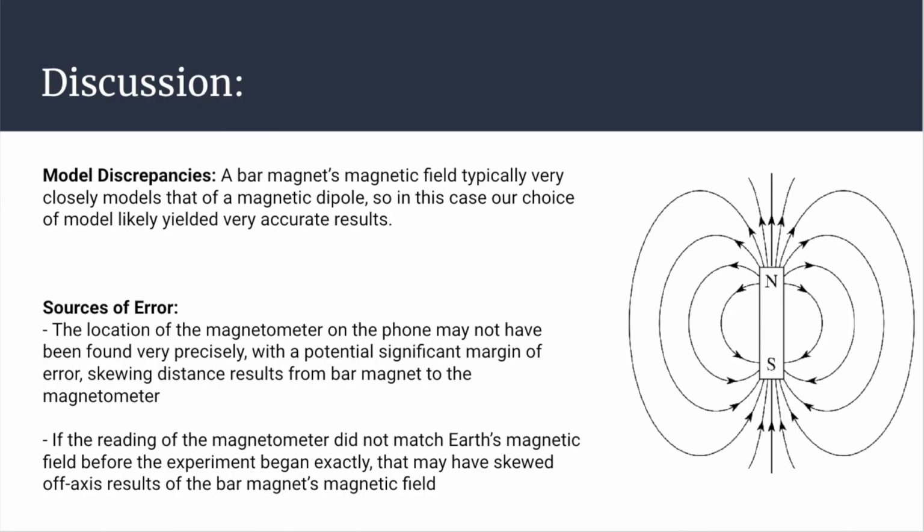For model discrepancies, in this lab there very likely were none, as a bar magnet's magnetic field typically very closely models that of a magnetic dipole, so in this case our choice of model likely yielded very accurate results. For potential sources of error, the magnetometer on the phone may not have been found very precisely, with a potential significant margin of error skewing distance results from bar magnet to the magnetometer. Additionally, if the reading on the magnetometer did not match Earth's net magnetic field before the experiment began, that may have skewed the off-axis results for the bar magnet's magnetic field.